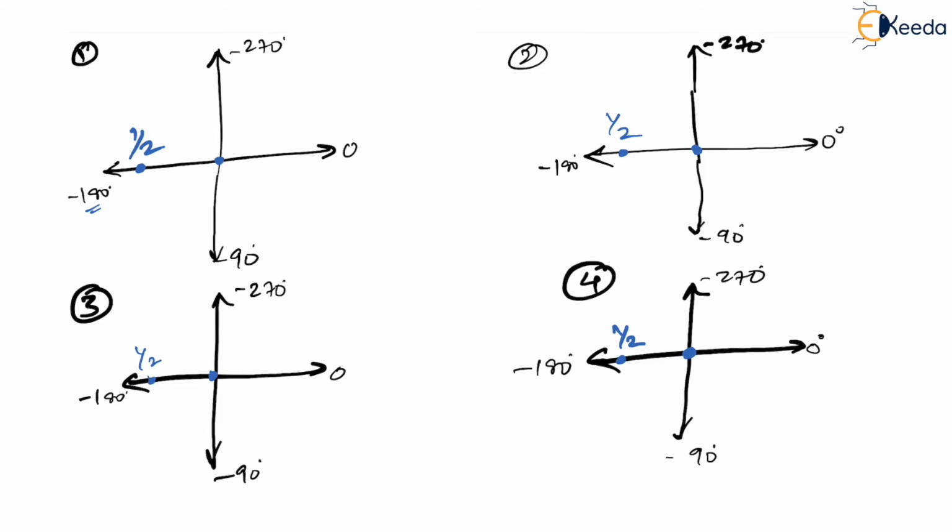Now again, either the plot can be in this direction, or the plot can be in this direction, or the plot can be in this direction, or the plot can be in this direction. Is that correct? Yes. These are the only four ways it can happen, right?